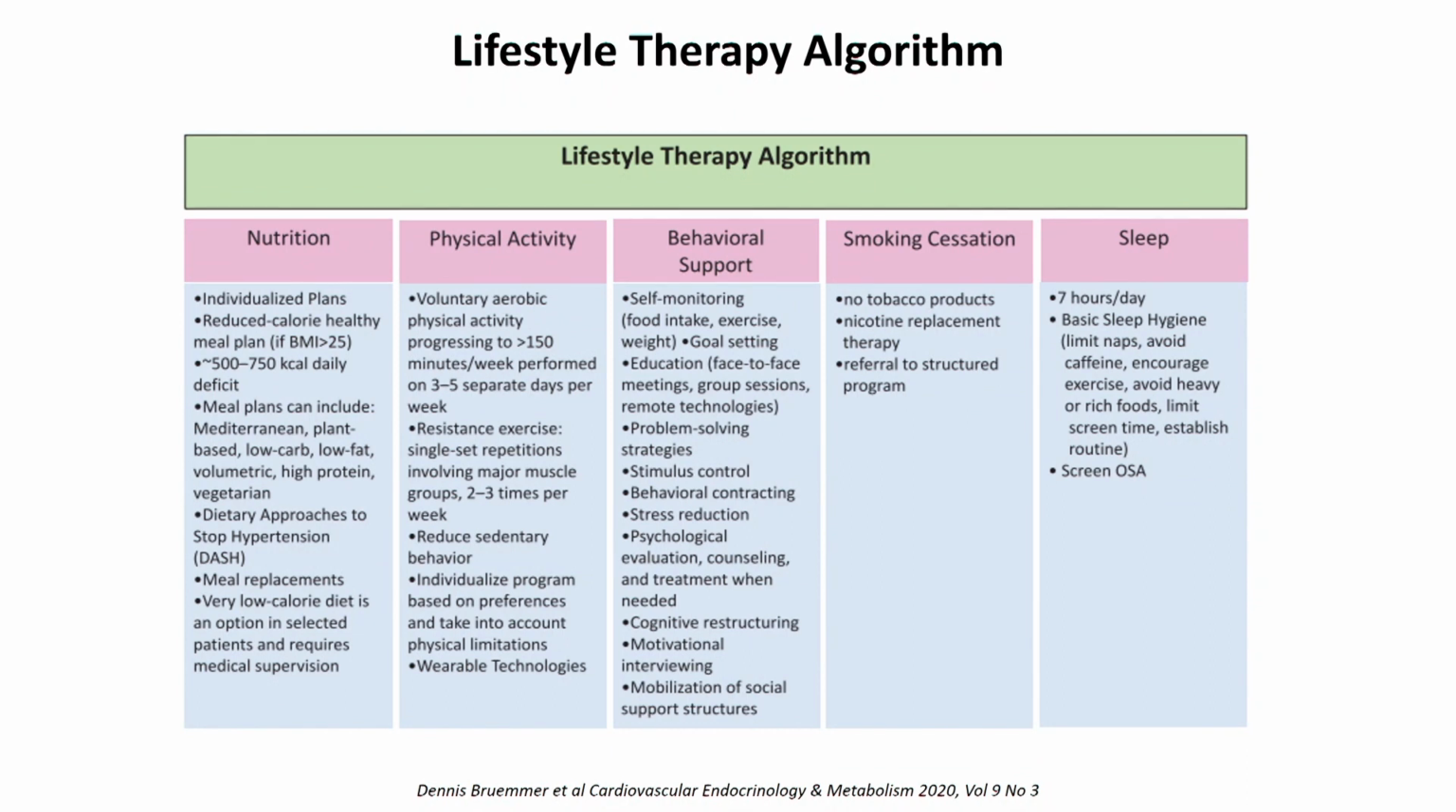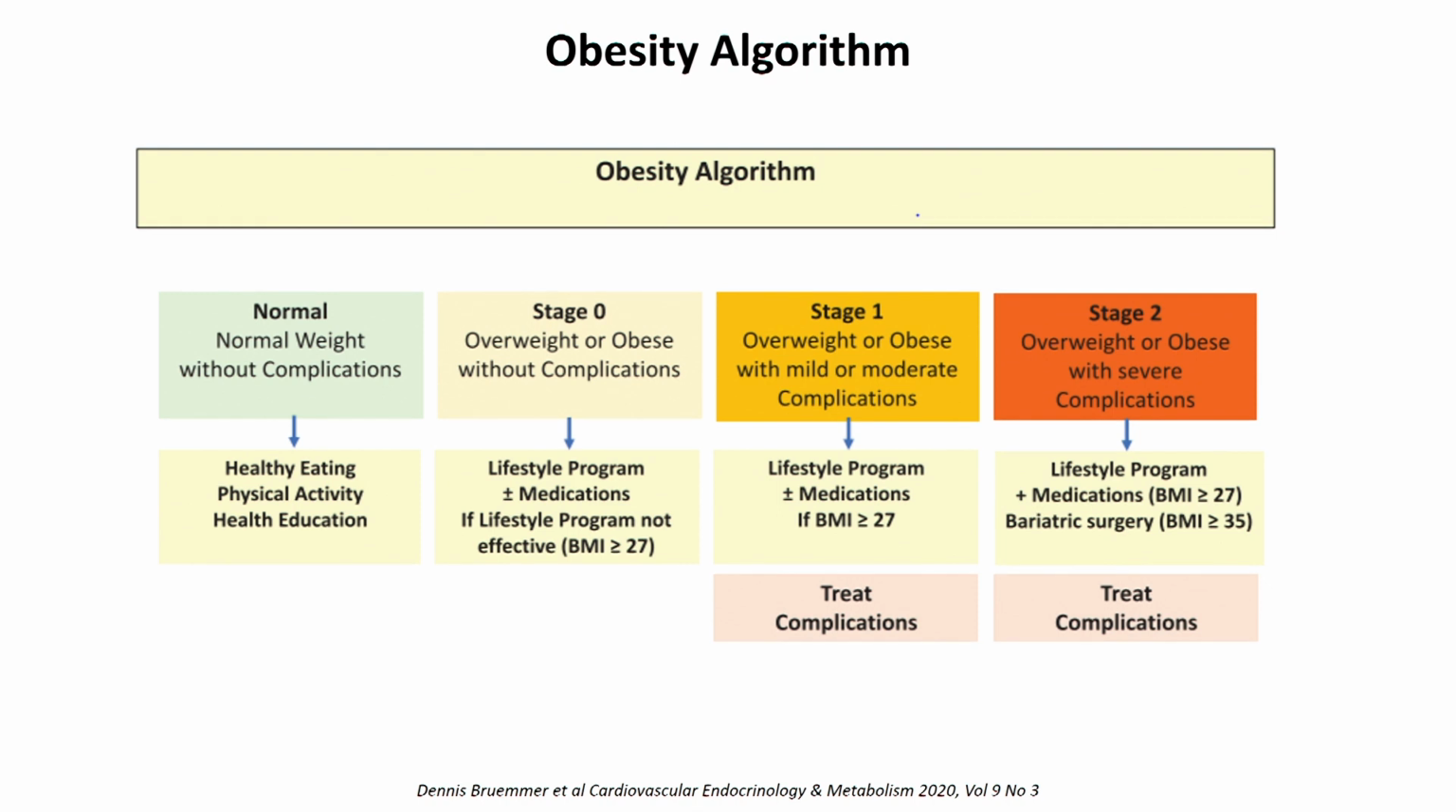Number two, of course, smoking cessation. I don't see the patients who smoke. At least if I see them, smoking cessation is very important. And sleep is very important. At least 7 to 8 hours of sleep is very important for the lifestyle algorithm.